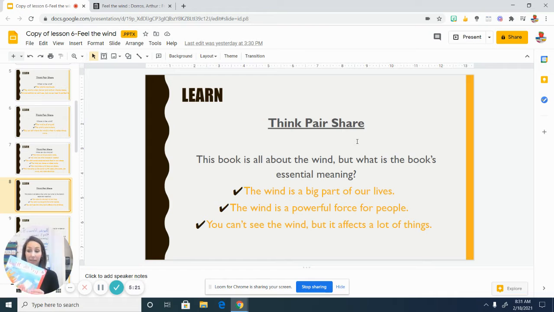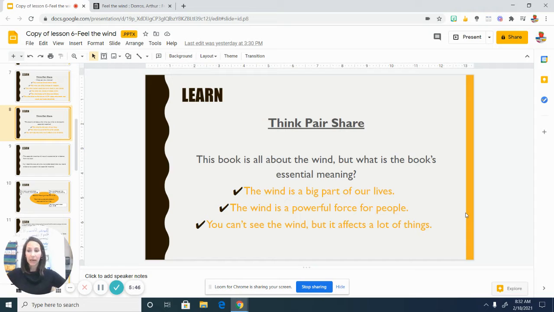When I'm not reading this text, I probably don't really think about it all that much, but it really is a big part of our life, and it's a powerful force that can do a lot of good, but it can also do harm in hurting trees and can damage things when it's really, really a strong wind.